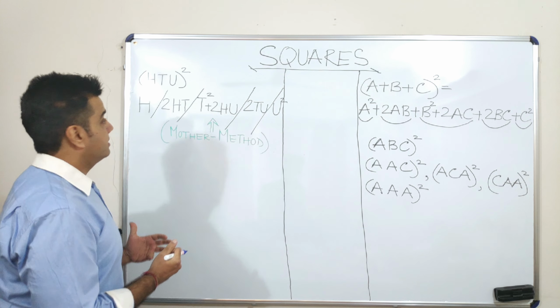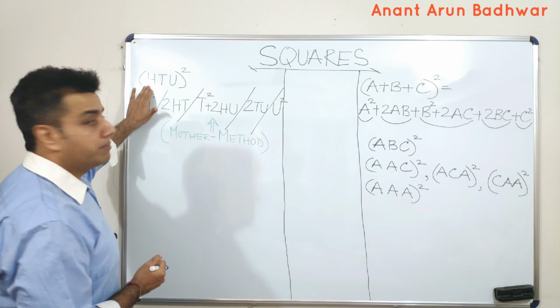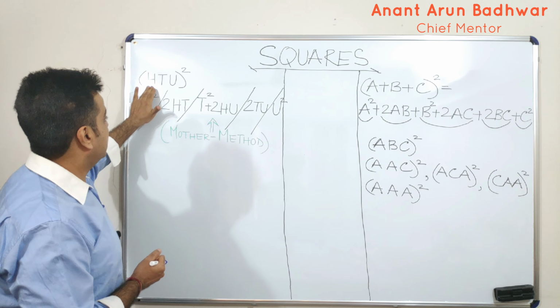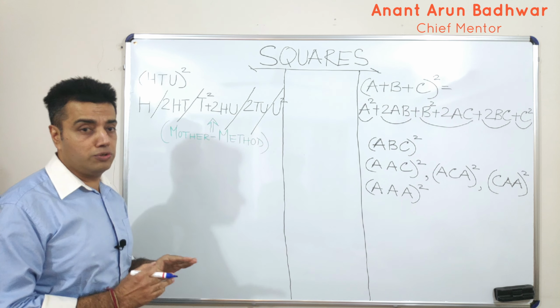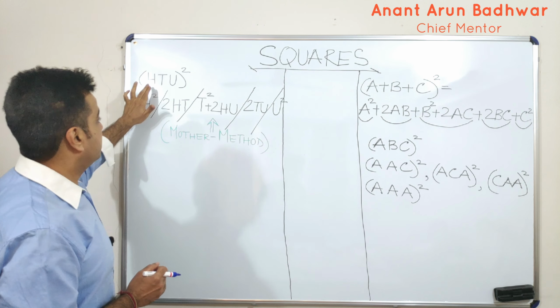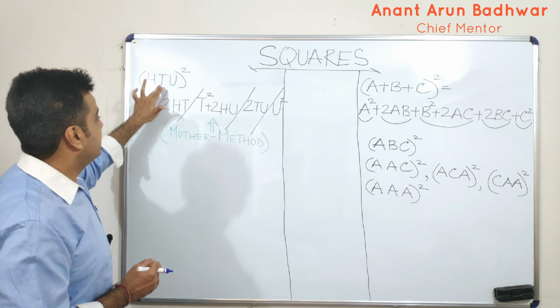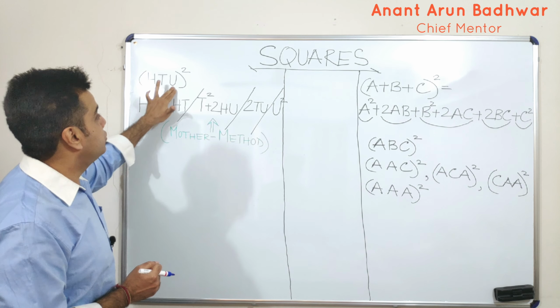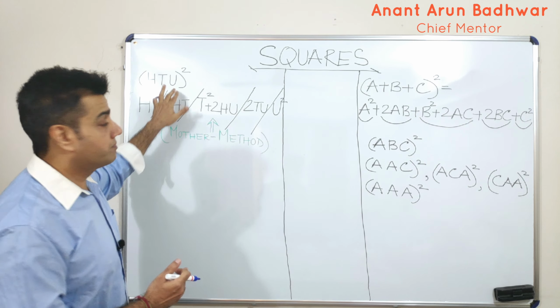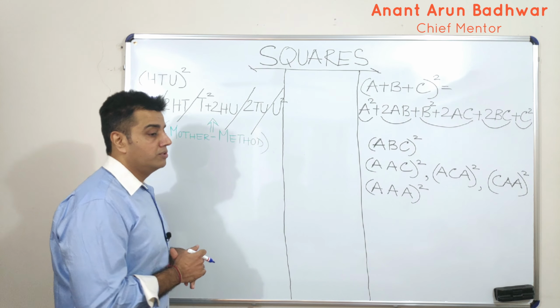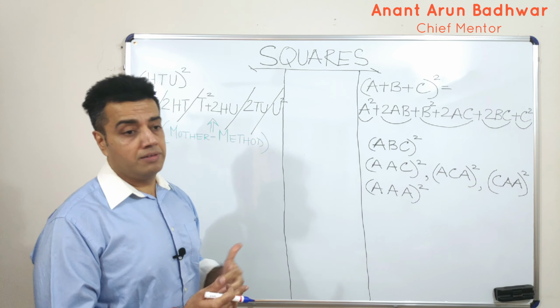So what we are doing here is, I am taking a 3-digit number like HTU. Now what does HTU symbolize? H is nothing but my hundreds placed digit, T is my tens placed digit, and U is my units placed digit. And what am I supposed to do? I am supposed to find out the perfect square.